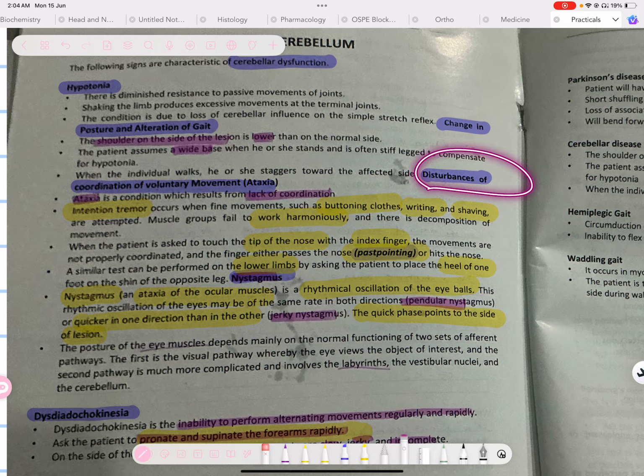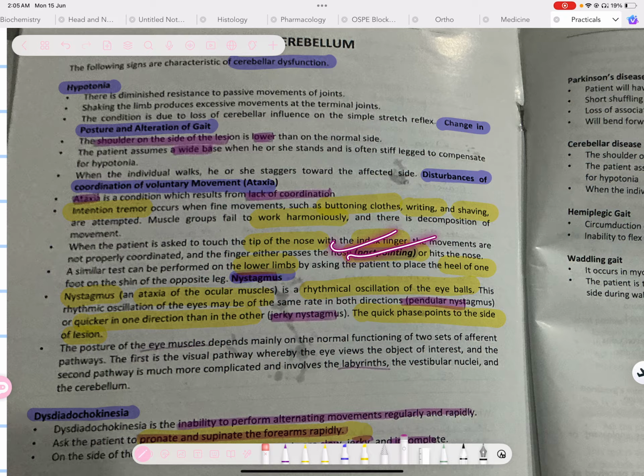Let's just cover ataxia as well with that, and then I'll show you a video. So basically, voluntary movements, they can't be initiated or they cannot be coordinated. That's ataxia. So there'll be intention tremor, especially when a person is trying to perform fine movement skills, for example, buttoning the clothes, writing, or shaving. There'll be intention tremor because the muscle groups fail to work harmoniously, and there's decomposition of movement. Past pointing I've already explained to you.